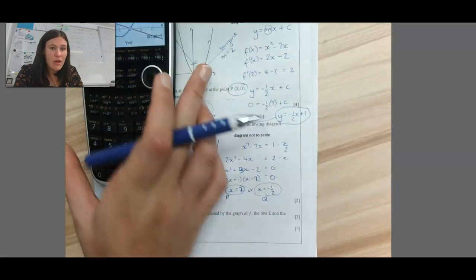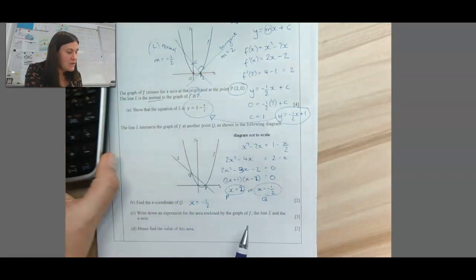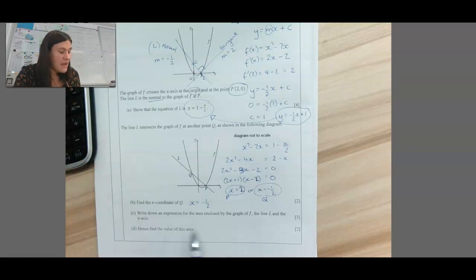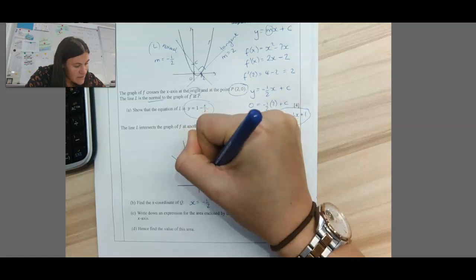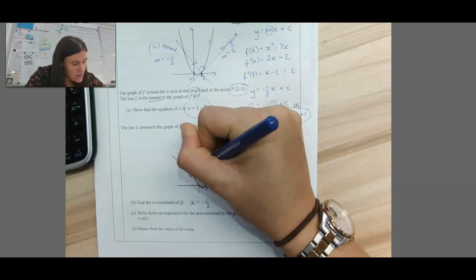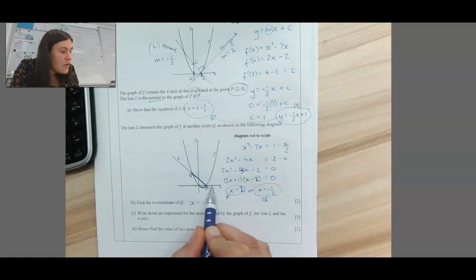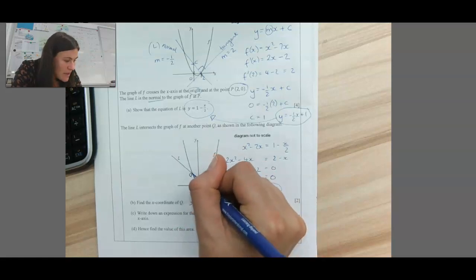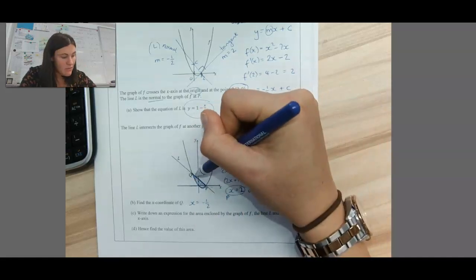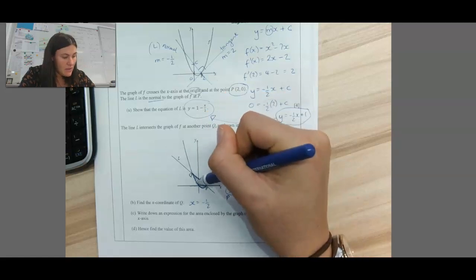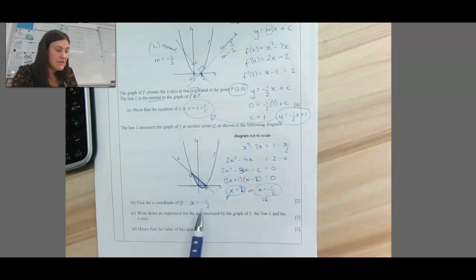Okay, write down an expression for the area enclosed by the graph of f, the line L, and the x-axis. So we've got our graph of f, which is this, our line L, which is this, and the x-axis. So the area that we're looking for is this bit here. That's the part that's got 3 boundaries. Above, we've got L, to the side here we've got f, and below we've got the x-axis. It does not include that little bit that's hanging on the bottom there. And that's going to make a difference when we try to write down this expression.